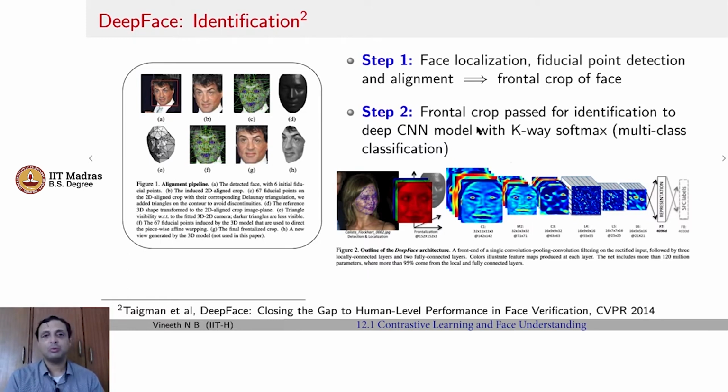This frontal crop is passed on to the deep CNN architecture, with a k-way softmax for differentiating between k different classes, trained using the standard softmax and cross entropy loss.